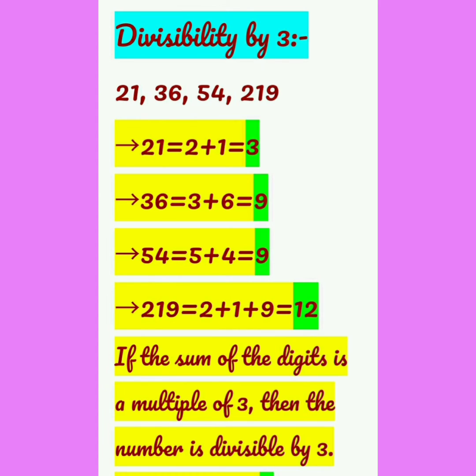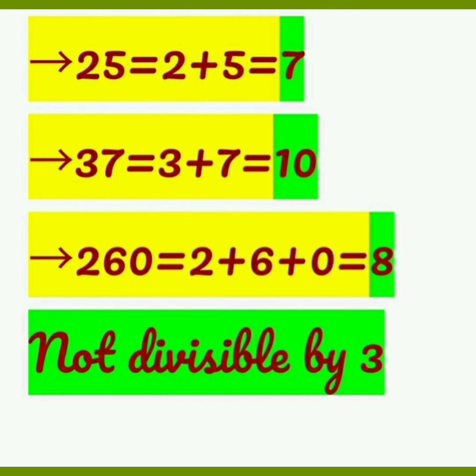Now we will see 2-3 more examples of numbers which are not divisible by 3, so this concept will be clear to you. Now 25, if we add 2 plus 5 we get 7. 37, if we add 3 plus 7 we get 10. 260, if we add the digits 2 plus 6 plus 0 we get 8. Now 7, 10, 8 are not divisible by 3. They are not multiples of 3. So we say 25, 37 and 260 are not divisible by 3.